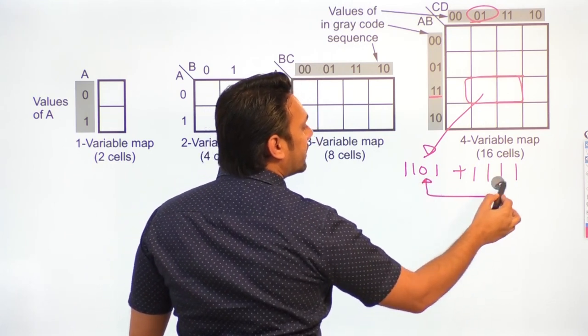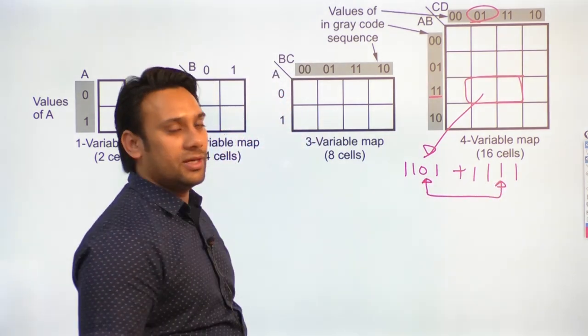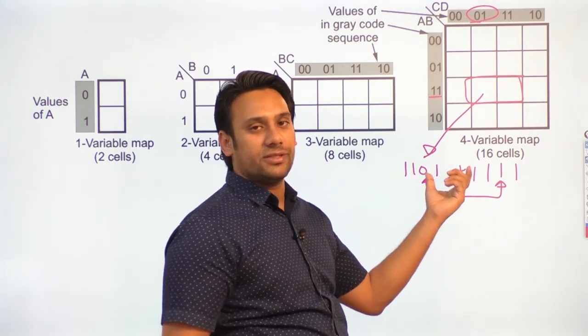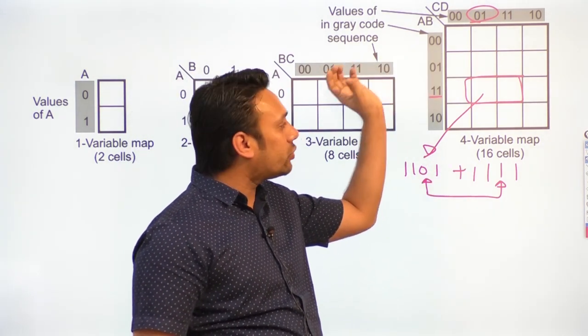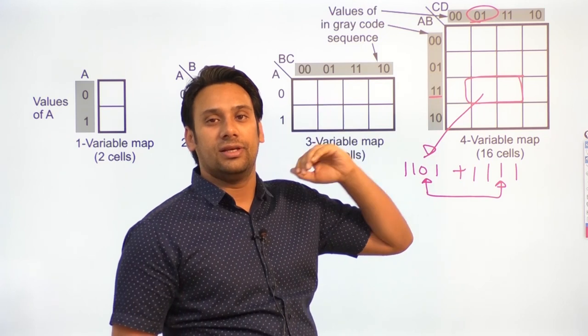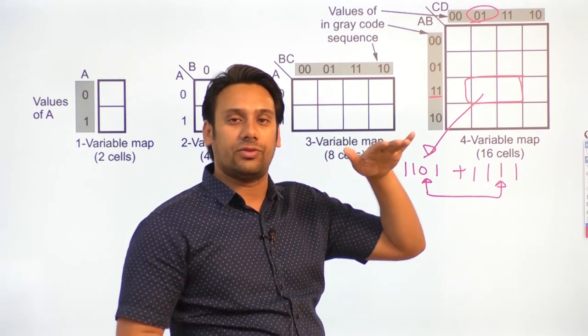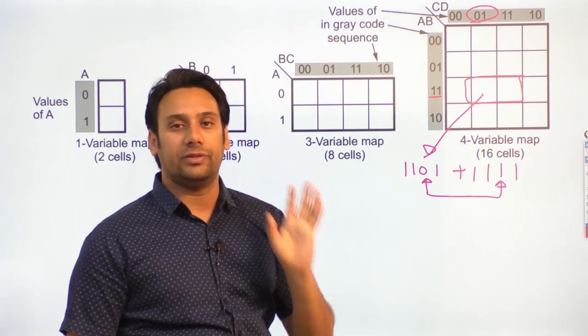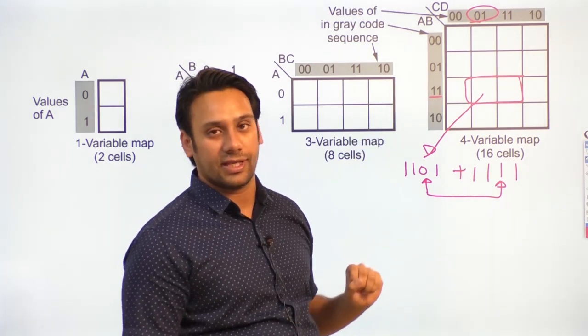Only one bit is changed here. Hence, why is only one bit changed? Because we are using Gray code. So if you take any two adjacent cells in terms of row as well as in terms of column, only one bit will be changed. This is how we organize the K-map.